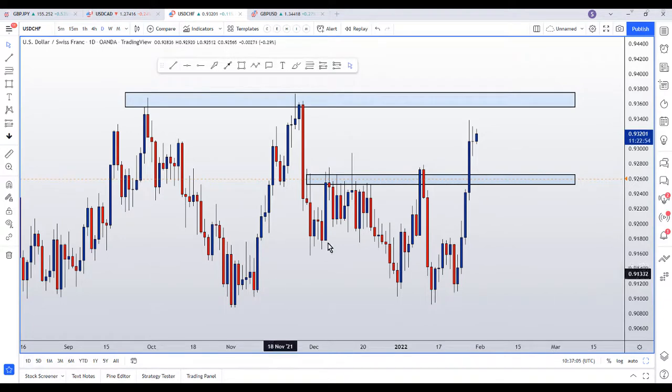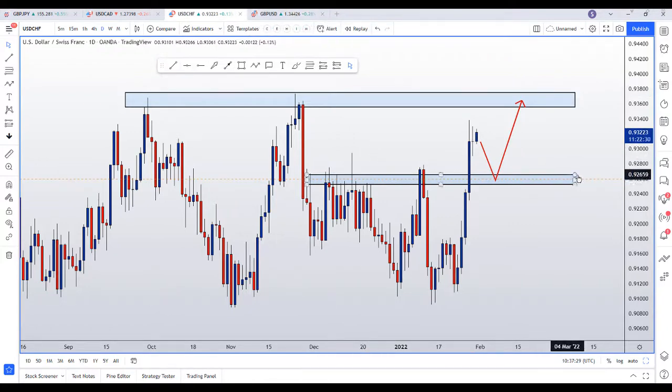So let me just draw that out for you. What I'm expecting from the market, push down at least into here, and then another push up. We'll see if that happens there. So there we go, pound yen shorts, dollar CAD longs, dollar Swiss longs after a correction, and pound USD looking for shorts.